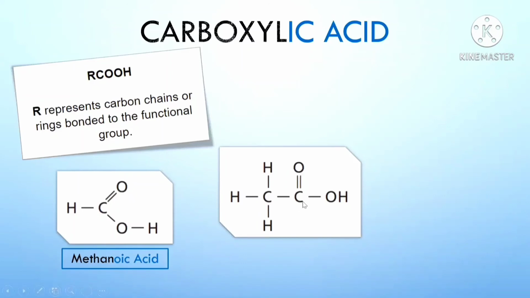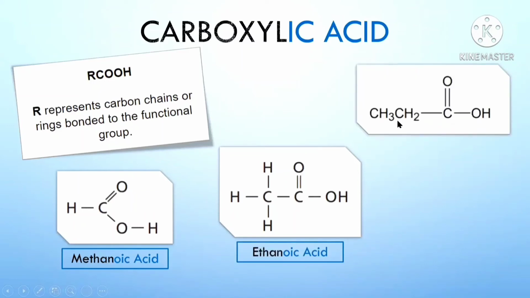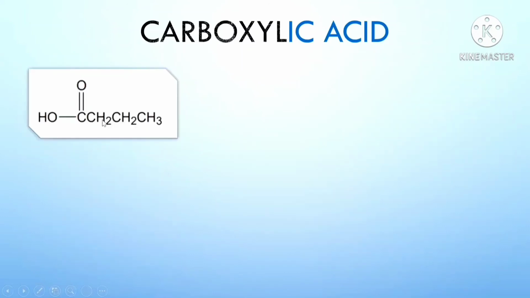For this molecule, we have 2 carbon atoms. So from ethane, it becomes ethanoic acid. Here, we have 3 carbon atoms. So from propane, it becomes propanoic acid. Here, we have 4 carbon atoms. So from butane, this becomes butanoic acid.